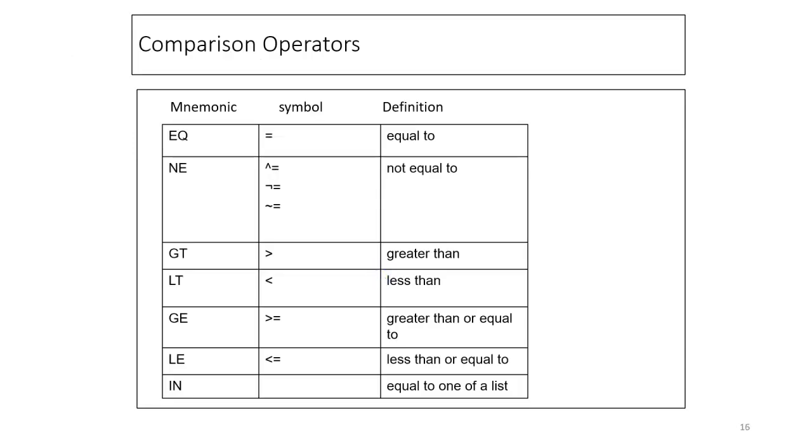Firstly, the comparison operators. These include EQ, with the symbol equals, NE for not equal to, GT for greater than, LT for less than, GE for greater than or equal to, LE for less than or equal to, and IN for equal to one of a list. These are the mnemonics we will use as operators in our program.